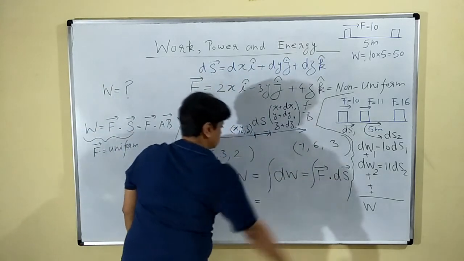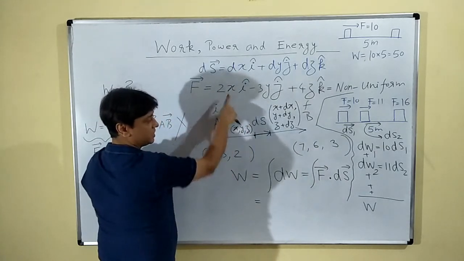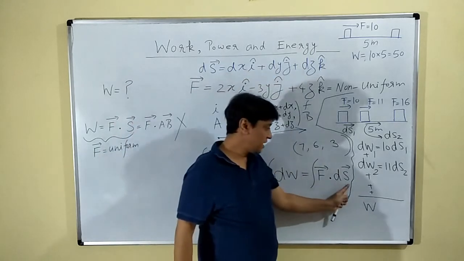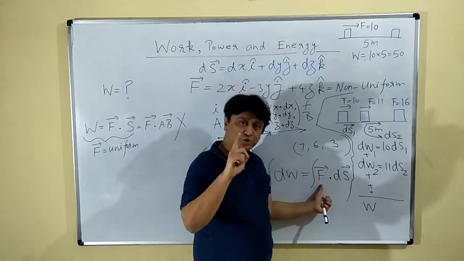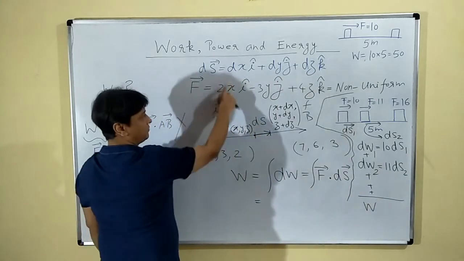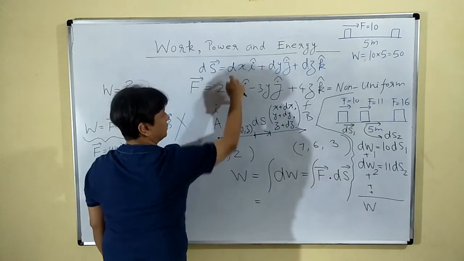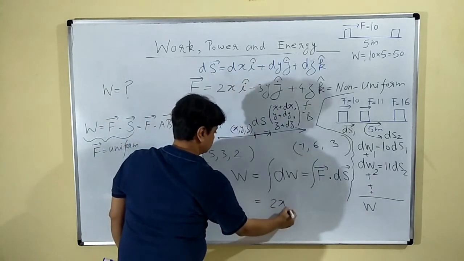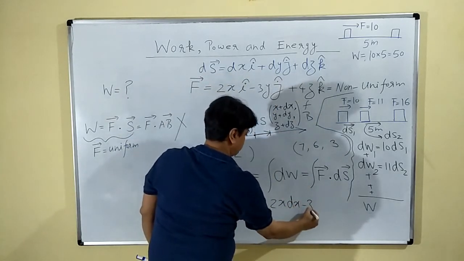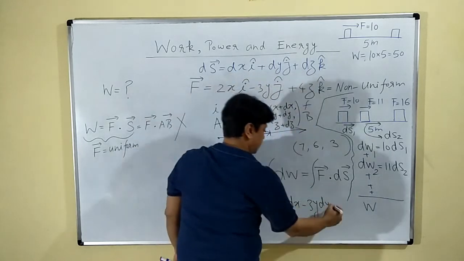F dot ds: how much force is acting at this place? This. What is the displacement from here to here? This. When you write F dot ds, what is F? That F which is uniform for the entire displacement ds. Let's take the dot product of these two. How do we take the dot? I with I: 2x dx, 3y dy, and finally 4z dz.